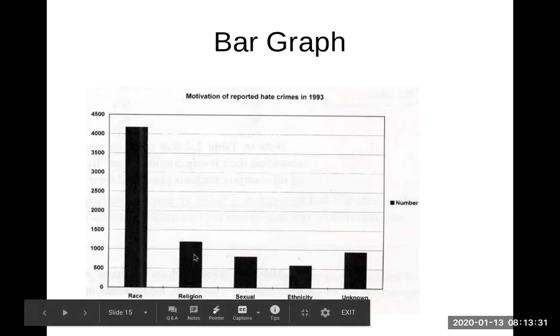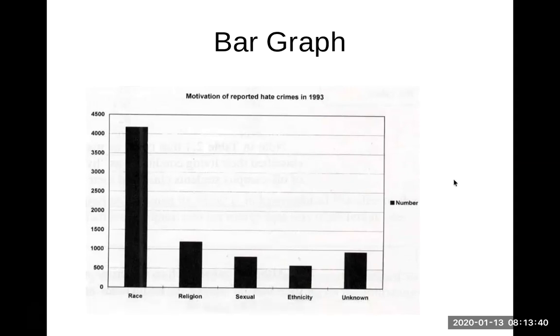That's mutually exclusive. And it's exhaustive because they have every possible motivation for hate crime, because they captured the others here in the unknown. So you'll notice that they put a gap between the different bars. And that's really important for us because it reminds us that you don't move from one to the other.